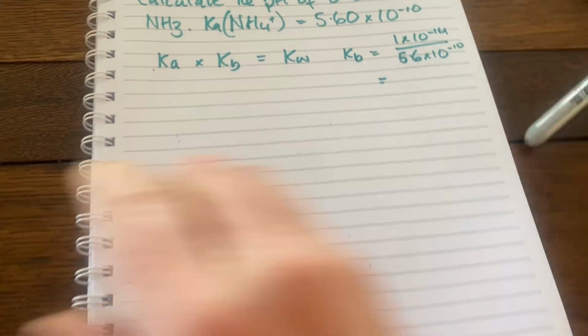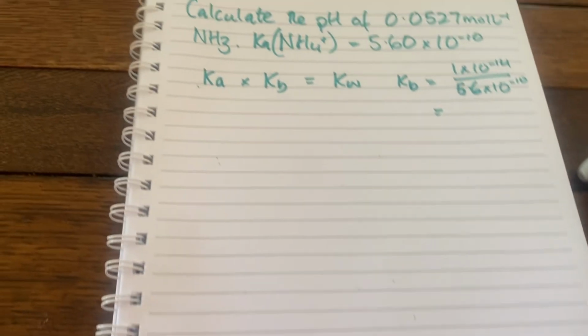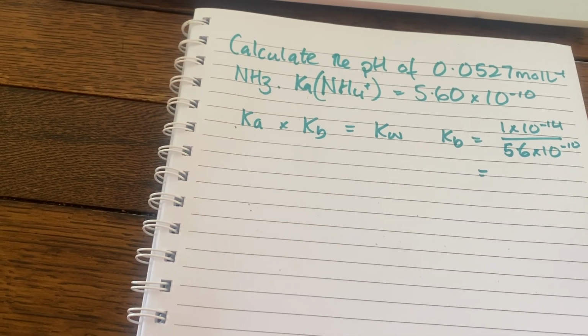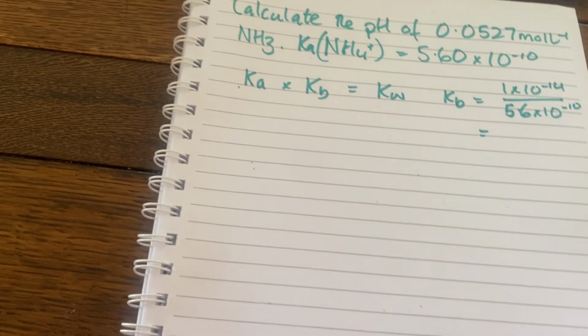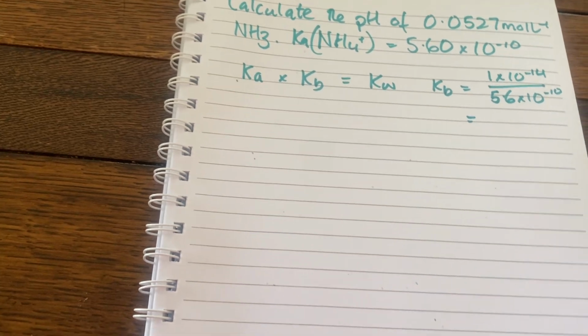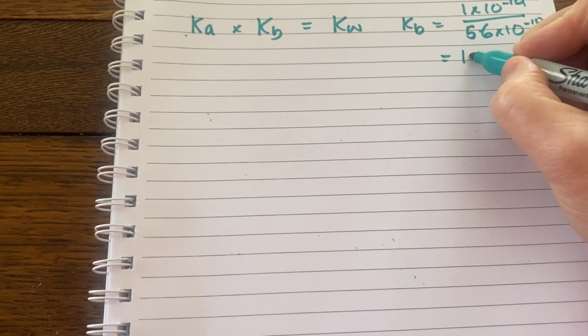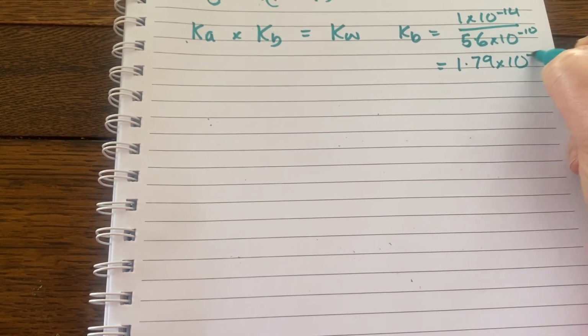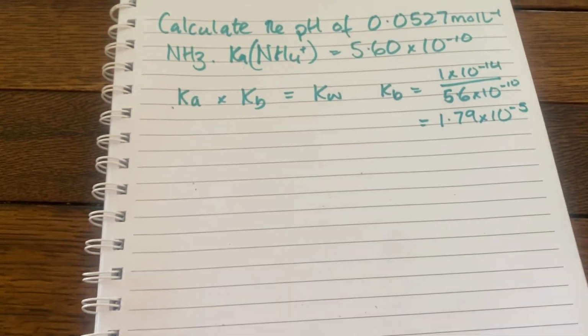And I'm just going to do that on my calculator. 5.6 times 10 to the negative 10. So that gives me 1.79 times 10 to the minus 5. Right, so I've got my Kb now for the NH3.